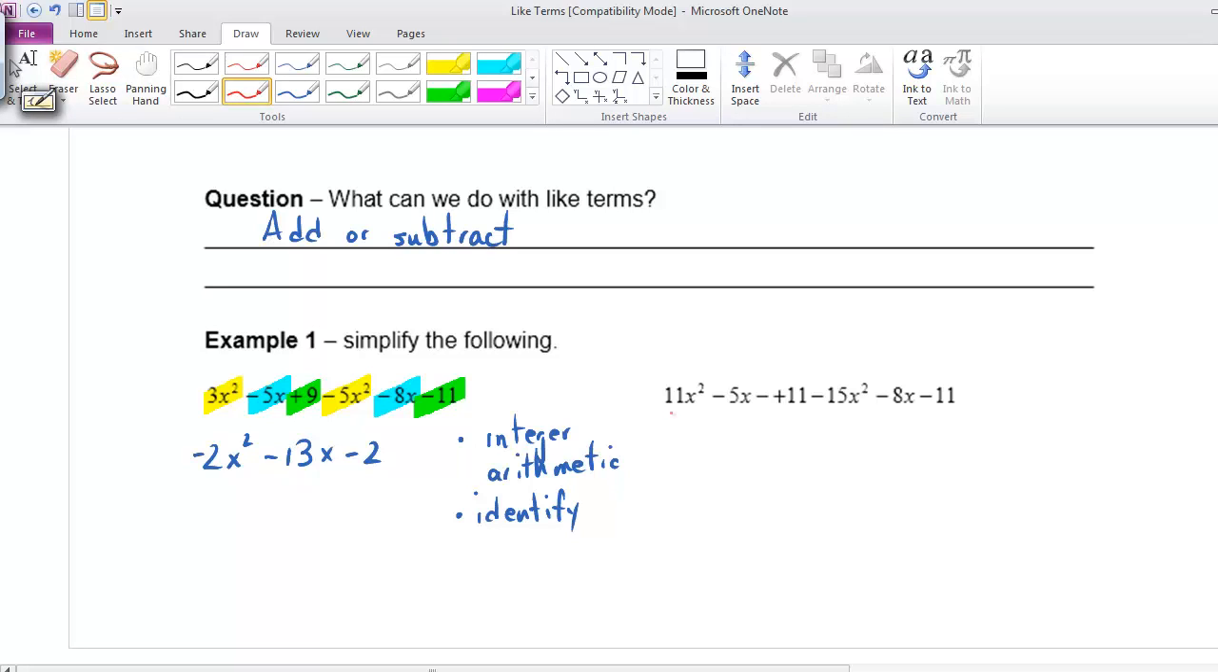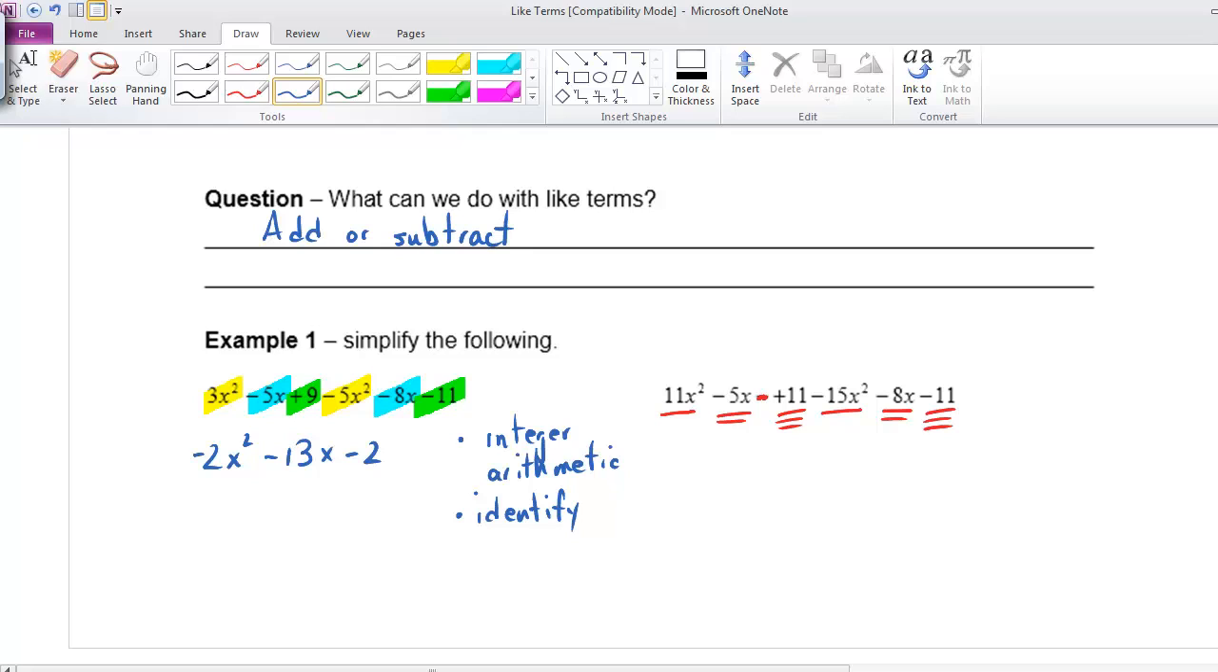So in this example on the right, here's my x squared term, here's an x squared term. Here's an x term, here's an x term. Here is a number, here is a number. So again, I've identified with different lines. Some people put different shapes around them too, and that's all good.